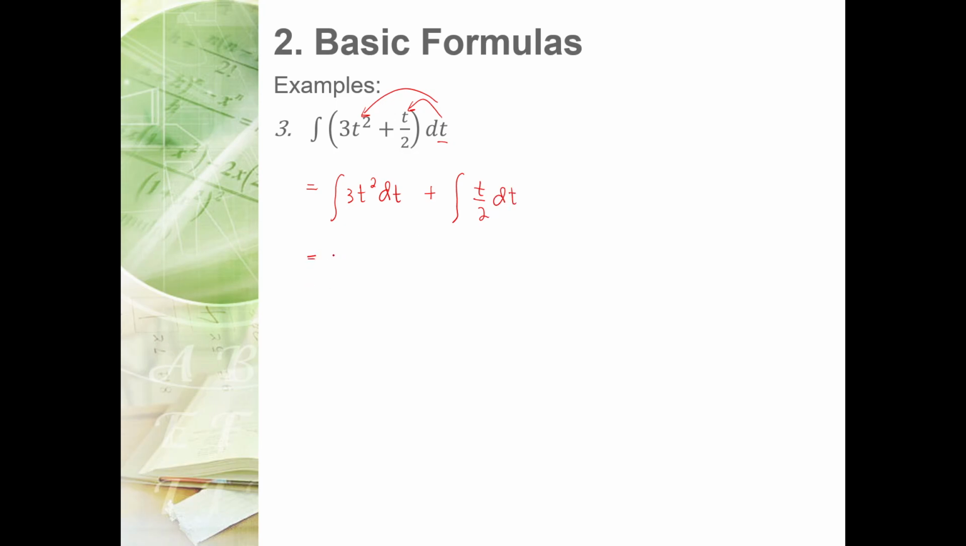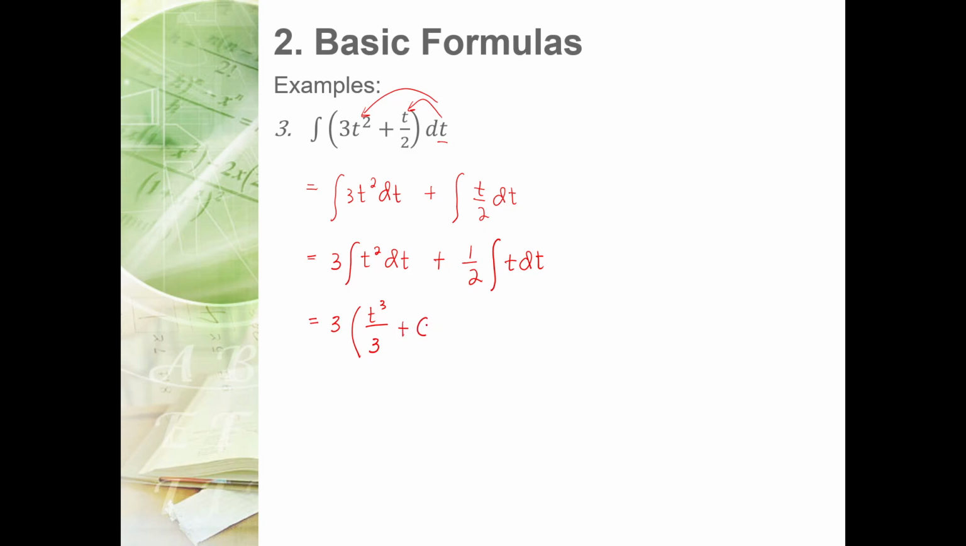So, further simplifying before integrating: 3 outside the integral symbol, t squared dt, plus, t over 2 is also 1/2, right? So 1/2 outside the integral symbol, t dt. Okay? So we can now integrate. You can choose to shortcut, since you know the process already. So t cubed all over 3 plus c.